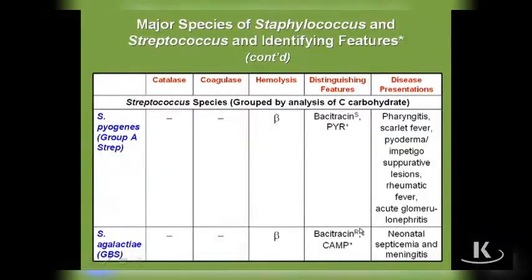Now differentiating Group A from Group B strep, just like we did with saprophyticus and epidermidis, is by antibiotic sensitivity. So Group A strep is sensitive to bacitracin, whereas Group B strep is resistant to bacitracin. Some of the other features, again, we'll highlight in a little bit more detail when we talk about them more specifically.